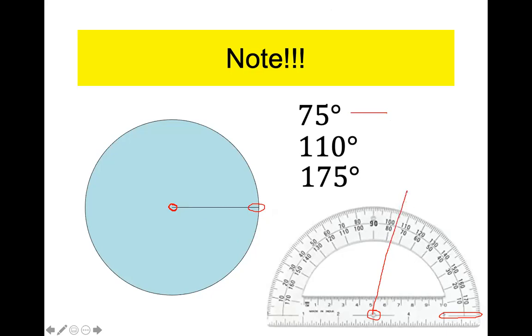If we count up from 0, notice there's 2 scales here. We don't want to use the outside scale because that's counting down from 180. We want to use the inside scale, 0, 10, 20, 30, 40, 50, 60, 75. So this red line that I just drew right there is what you would be drawing on your circle. So I draw that line, and now I have this part right here.